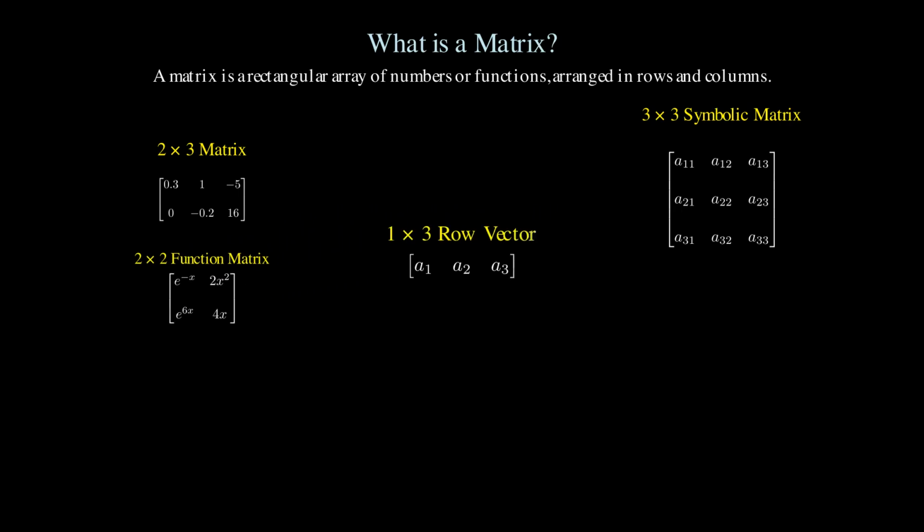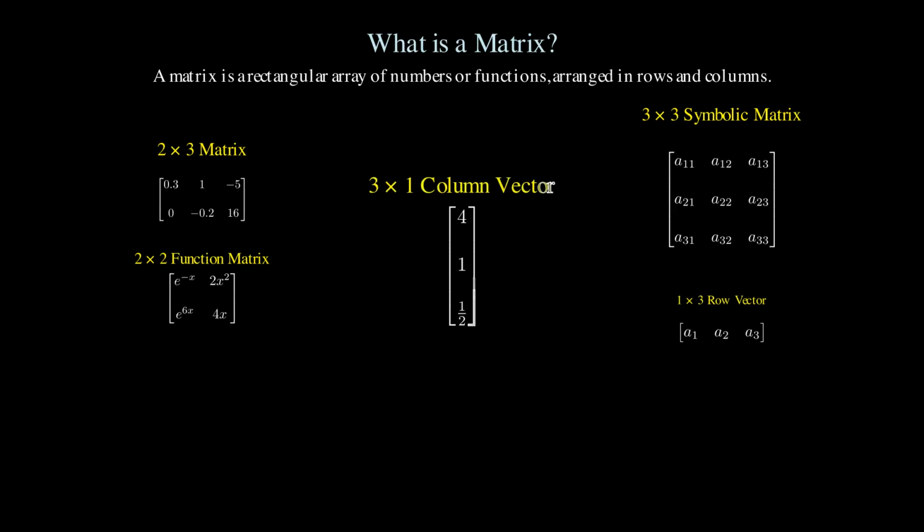This is a 1 by 3 row vector. It has only 1 row and 3 columns. This entry, a2, is the second component of the vector. And this is a column vector. It has 3 rows and just 1 column. Here, 1/2 is the third entry of the column vector.